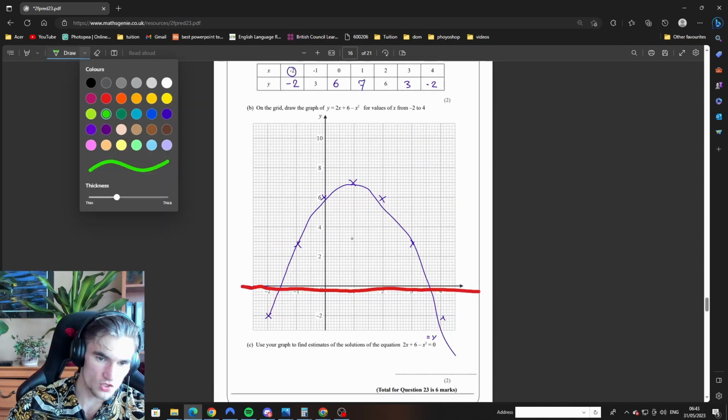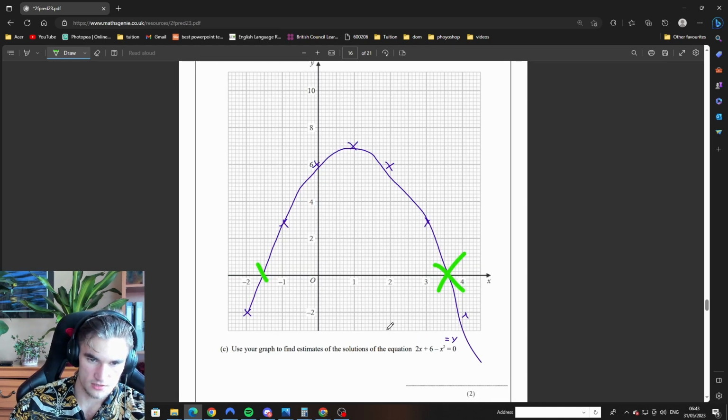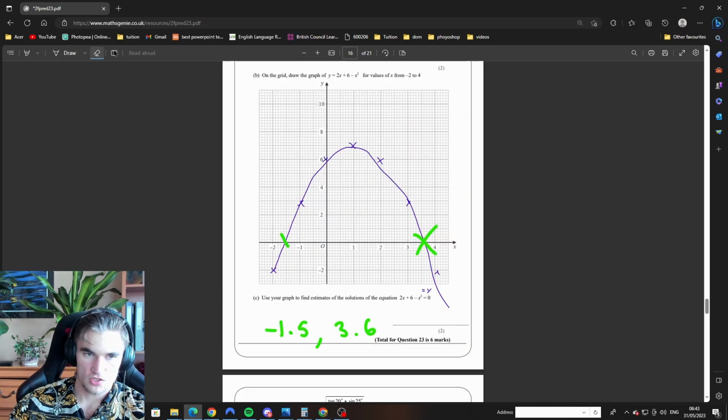So what they mean by find estimates of the solutions is that you're stuck here on the x-axis and they're asking for basically where the cross sections with the graph. So here and here. So they want to know the actual values. Okay, so they want to know what this is and what this is, more or less. So the first one is going to be something like minus 1.5 and the other one is going to be something like 3.6-ish. Just to keep it simple, basically when they ask you for something like that, just look for wherever your graph crosses the x-axis, okay? And just put these values down as your answer.